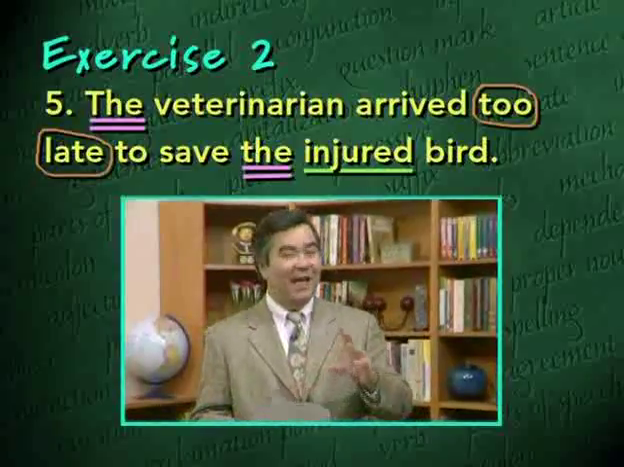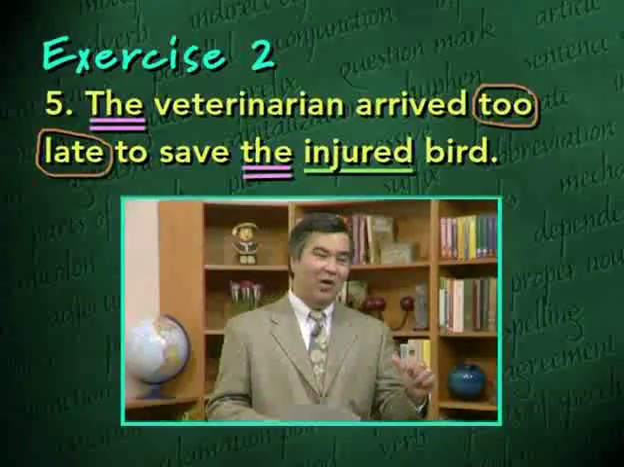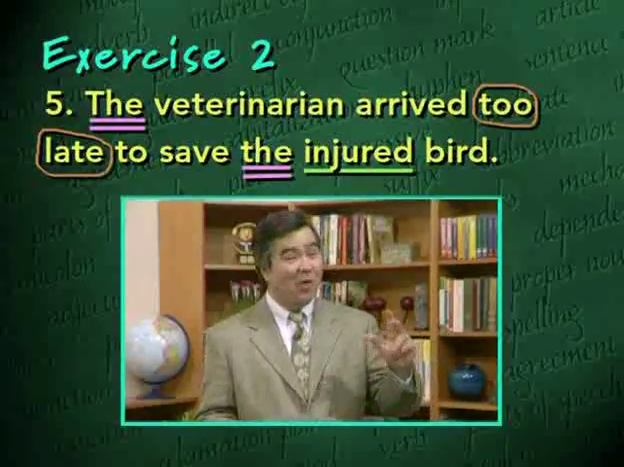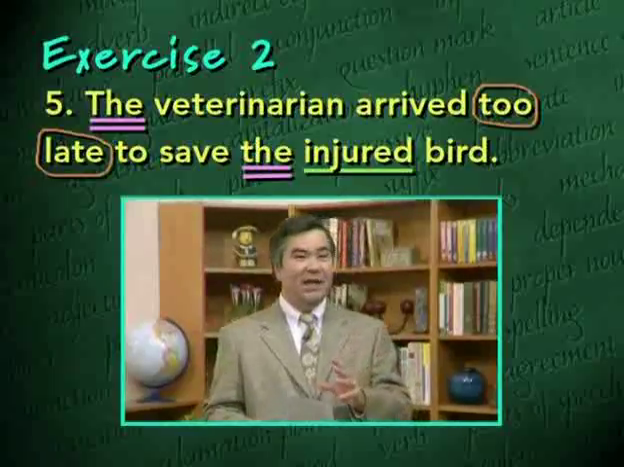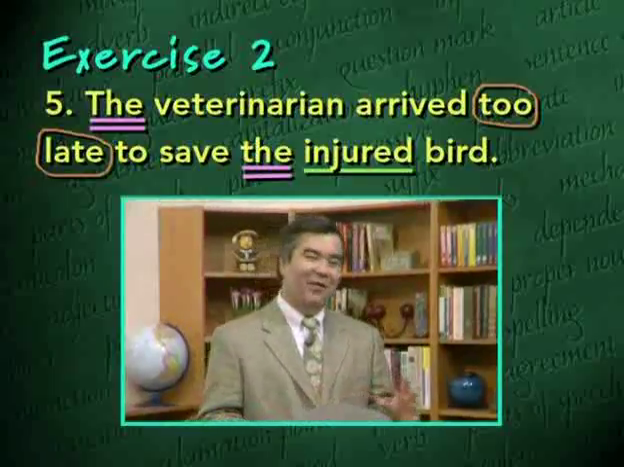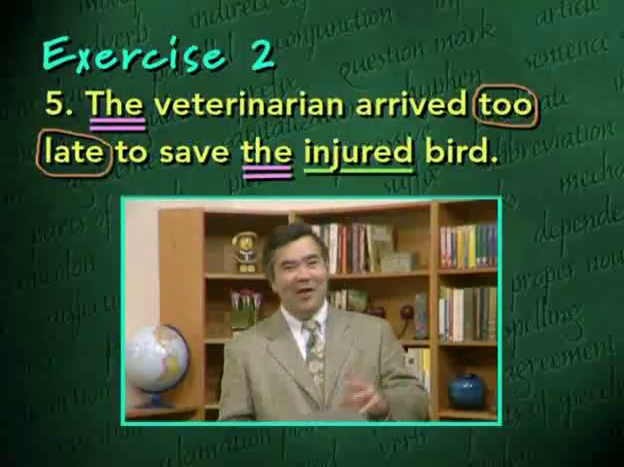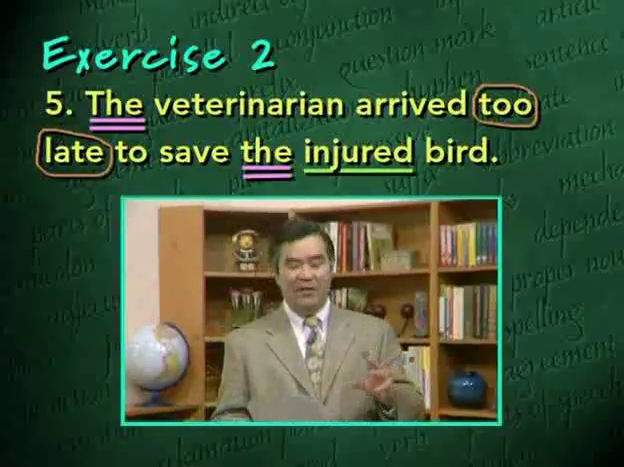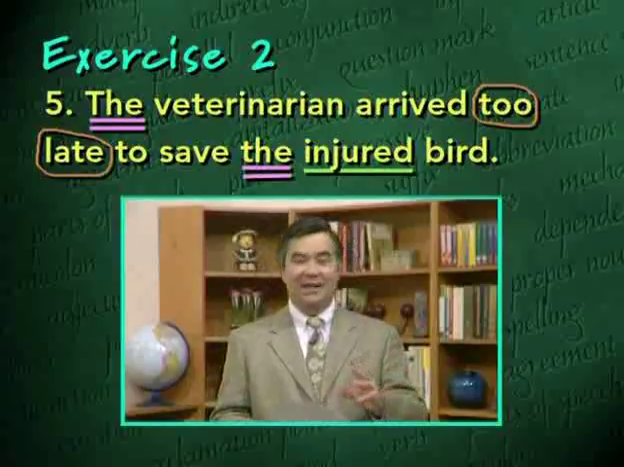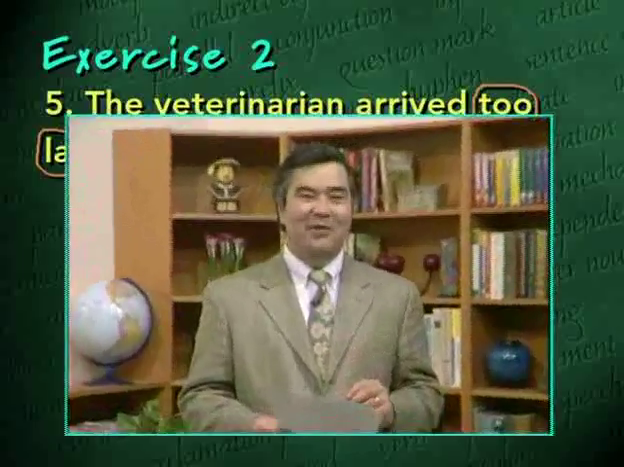And remember, an adverb can modify a verb, it can modify an adjective, or it can modify an adverb. So in this case, we have one adverb late modifying the verb arrived, and then we have another adverb too modifying the adverb late. Two adverbs in a row, too late. Did you get most of these words correct? I hope so. When you're ready, let's move on to the next lesson.